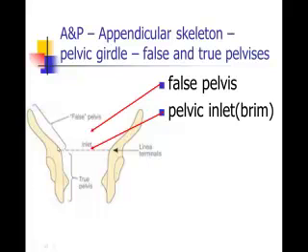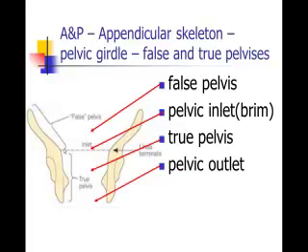The pelvic brim is where the pelvis begins, or pelvic inlet, and here it looks as though it's flat. In fact, the pelvic brim is at about a 60-degree angle to the horizontal. The true pelvis is inferior to that pelvic brim. And then we have the pelvic outlet. The pelvic outlet, unlike the pelvic brim or pelvic inlet, is not flat. It's got a little bit of curve to it, sort of shaped like a shallow bowl.